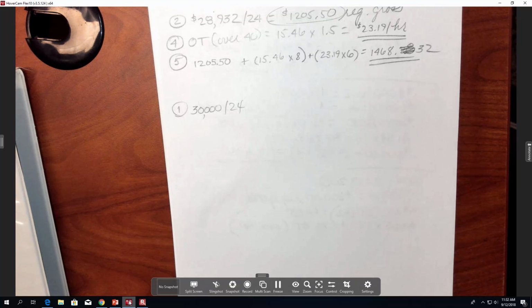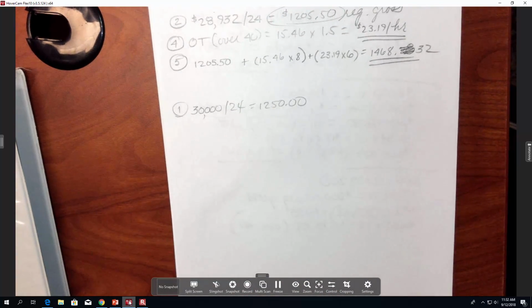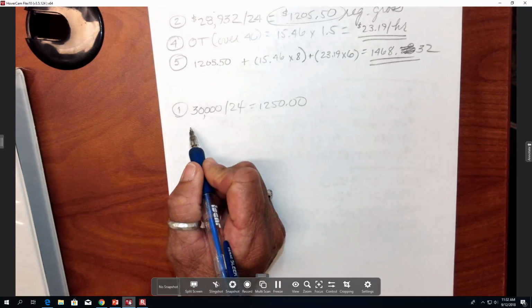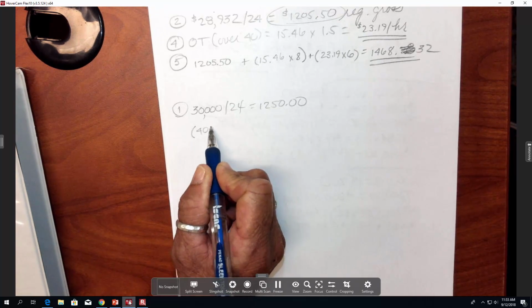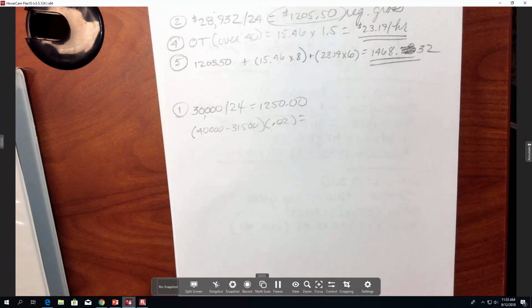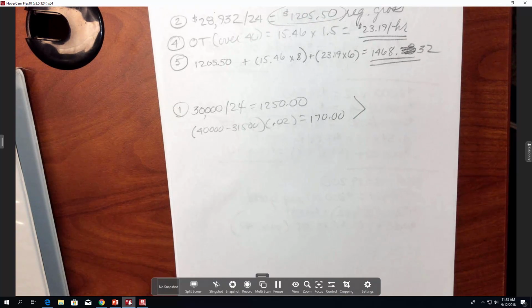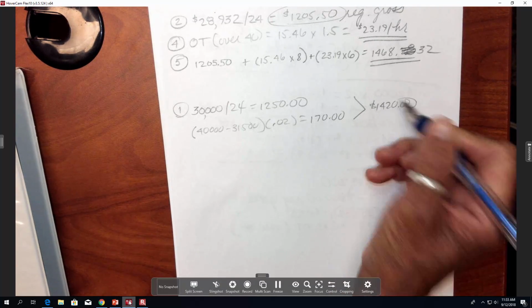So 30,000 divided by 24. His regular gross paycheck's $1,250, right? Then what else does he get, Alfred? 2% over 31.5. Okay, so what's the calculation there? 40,000 minus 31.5, times 0.02. So how much was that? 8,500, yeah, that's right, 170. I'm just adding those numbers together, aren't I? 1,420? Regular gross paycheck.